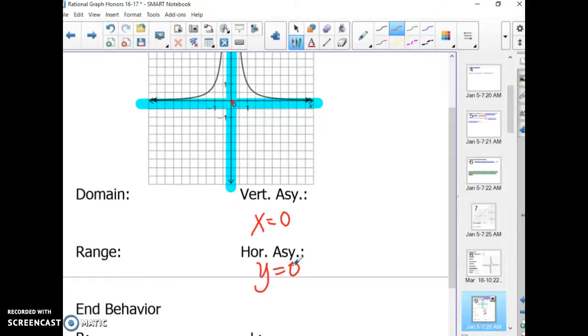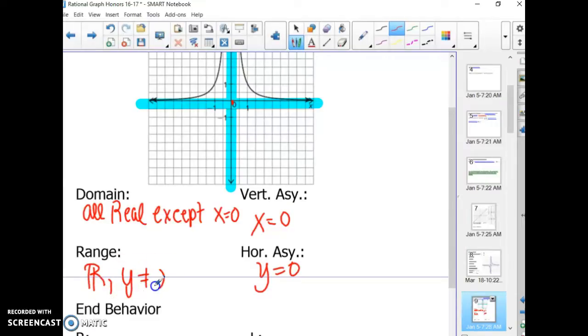Okay, so here's how I'm going to write the domain. All reals except x equal 0. And another way to write it would be this. All reals, right? Y cannot equal 0. Okay, range. So end behavior.